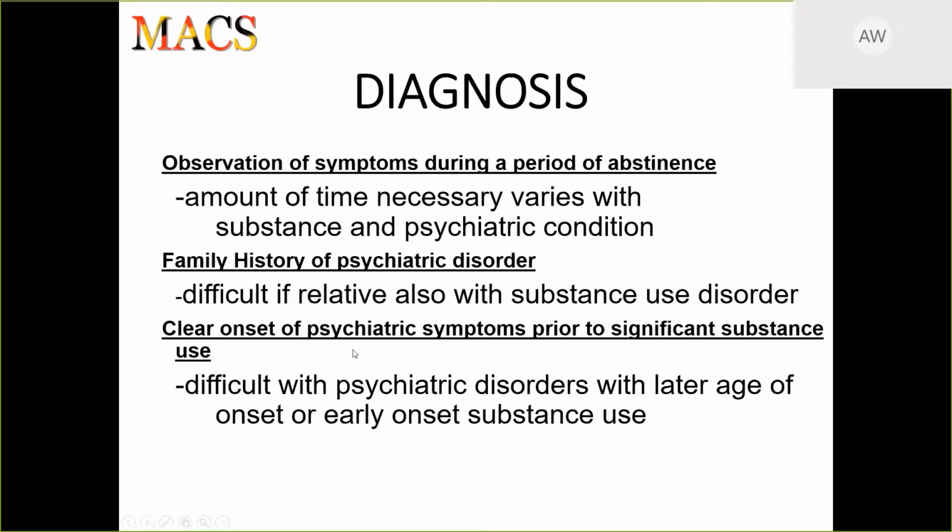And then, clear onset of the psychiatric symptoms prior to significant substance use. Sometimes it's very clear that the person had little substance use, had a major trauma, say, or something like that, and began using substances. So it really does seem like they're independent. But again, with a lot of people, they're experimenting with substances in their teens, and they're having depressive or other psychiatric symptoms in their teens. So again, all these are nice if you can get that kind of history, but with a lot of patients, it's not going to be that clear.